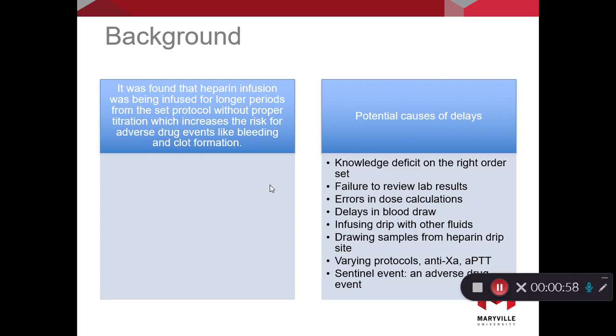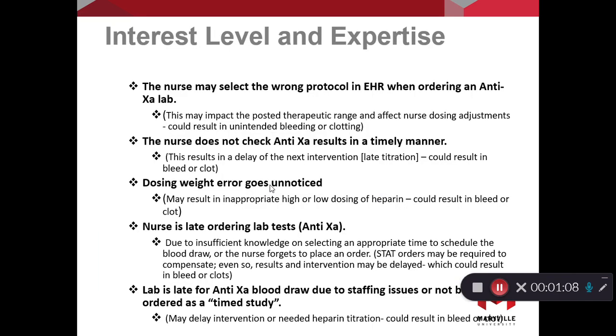Some of the reasons were lack of nursing knowledge on titration protocols, failure to review the lab results on time, errors in dose calculation, and the lab delaying to draw the blood because the nurse may have failed to put the orders in on time, or the order was not put in as a timed order, or the nurse waited until it was time to titrate before they put in the orders, but there was limited phlebotomy staff.